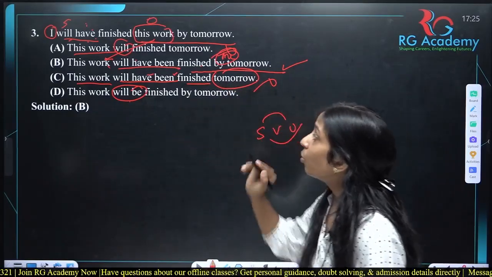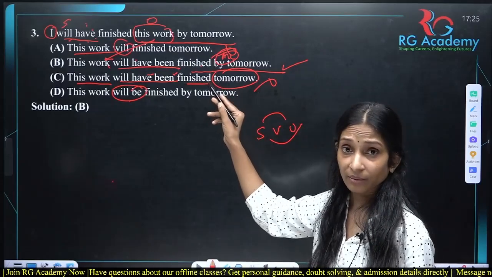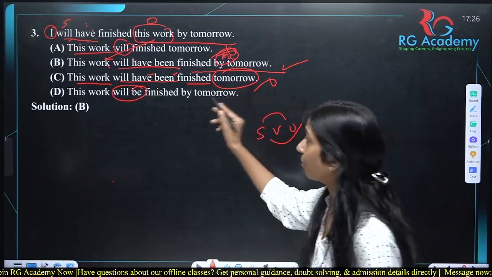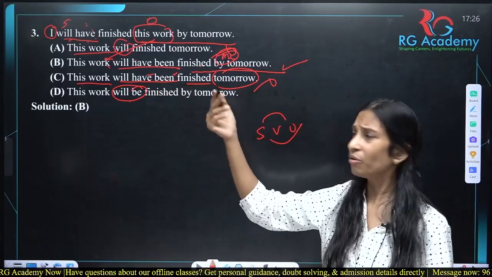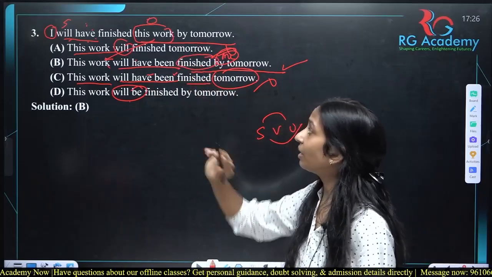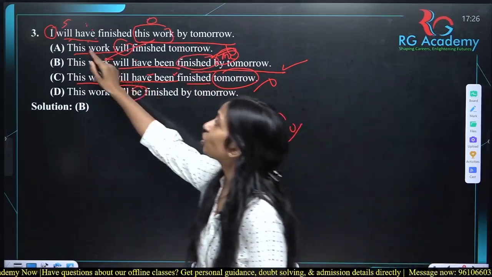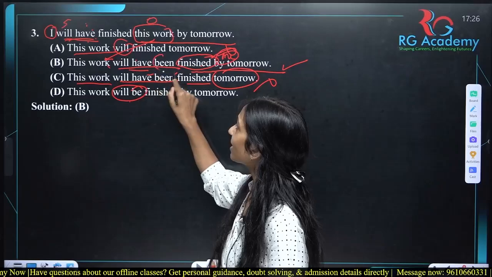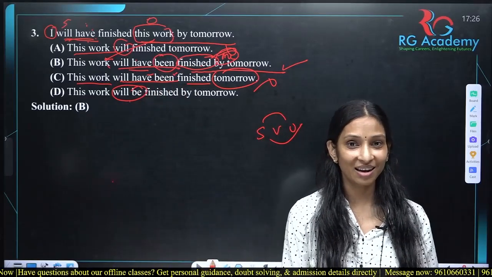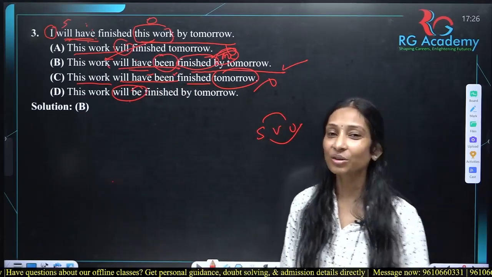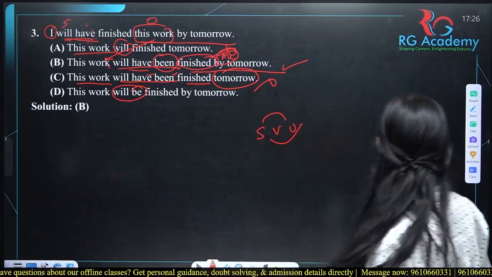Second is verbs, the main verb goes to third form. Finished, the third form is also finished. So we have it there, right? One helping verb will increase. So these two are already there and what has been increased? Been. So correct, right? So this is how we are going to attempt the questions.